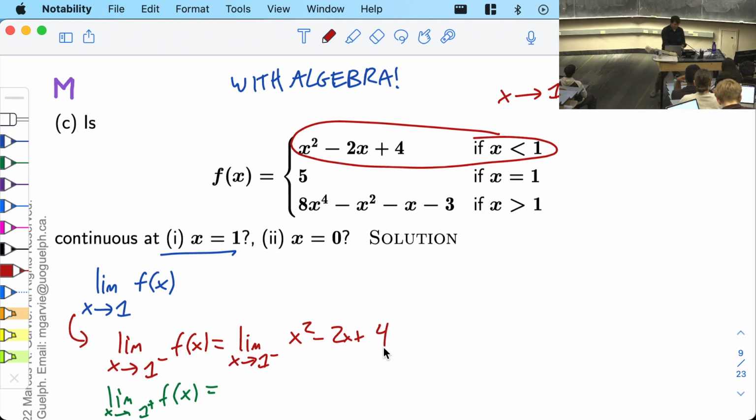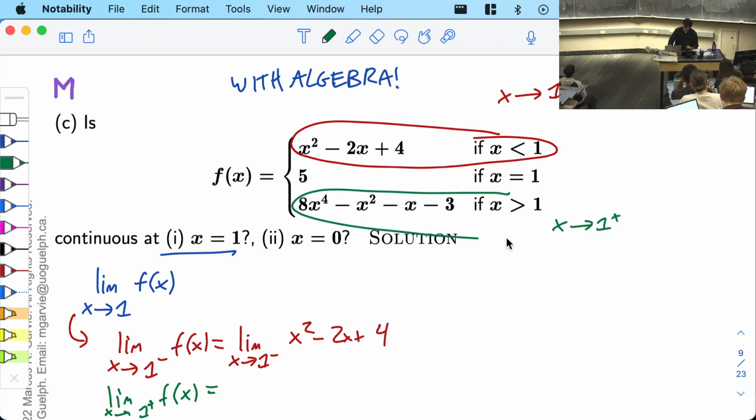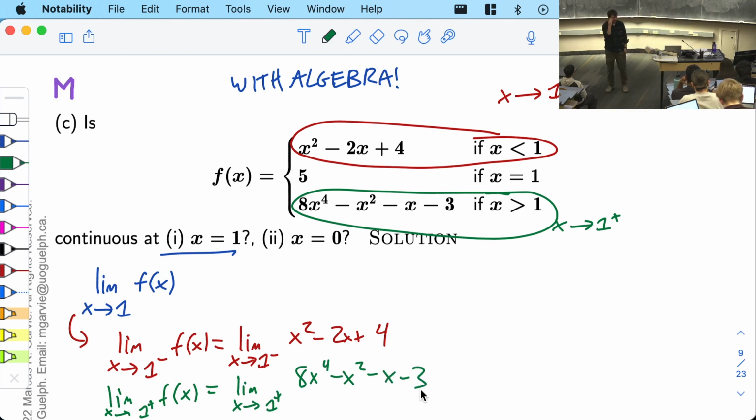By the same token, if x is going to 1 plus, then x is a little bit bigger than 1. And if x is a little bigger than 1, then we are in that branch of the function. So that's the limit as x goes to 1 plus of 8x to the 4 minus x squared minus x minus 3. And that happens if x is bigger than 1. So again, this is a repeat of the ideas from before. I'm not doing them as slowly as I did before. Hopefully it's OK. You see what I'm doing.